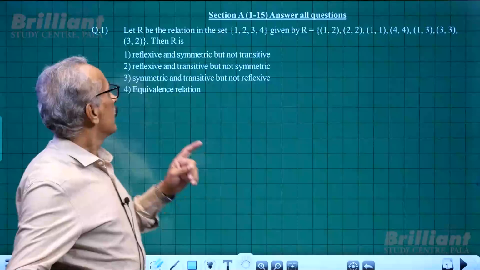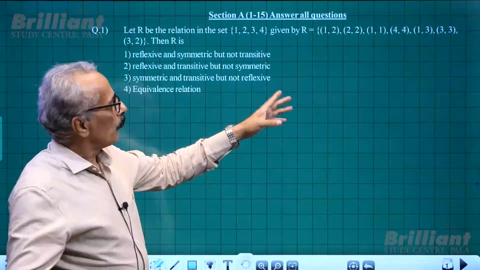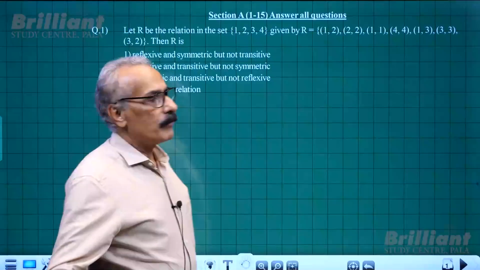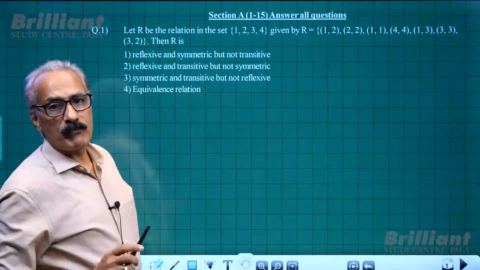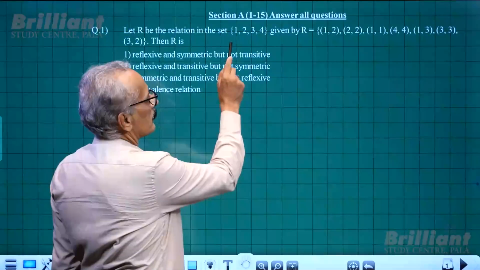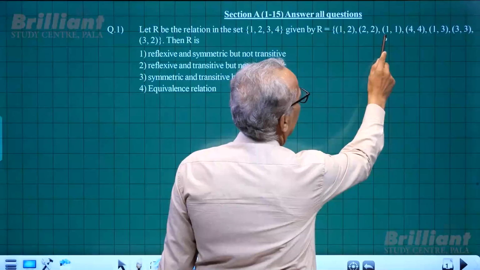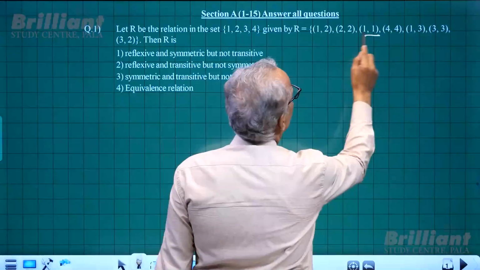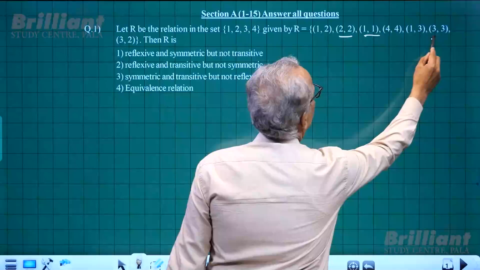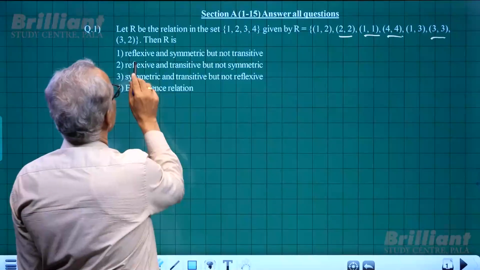Okay, the first question. Let R be the relation in the set {1, 2, 3, 4}. R is given in this way. We have to check whether this is reflexive, symmetric. What's the condition for reflexive? The condition for reflexive is (1,1), (2,2), (3,3), (4,4). (1,1) is there, (2,2), then (3,3), (4,4). So it is reflexive.